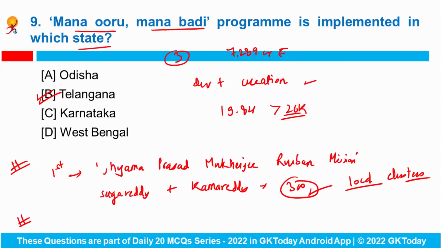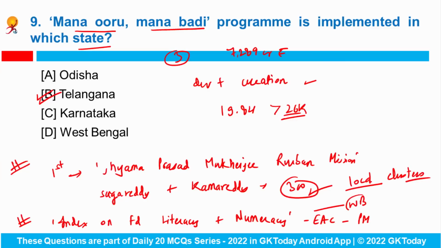Now also we have seen that the Index on Foundation Literacy and Numeracy has recently been released by the Economic Advisory Council to the Prime Minister. So in the large states category, West Bengal has topped the chart and last was Bihar. And in the smaller states, the topper state was Kerala. Among the union territories, the top was Lakshadweep, and talking about the Northeast, the top state was Mizoram.